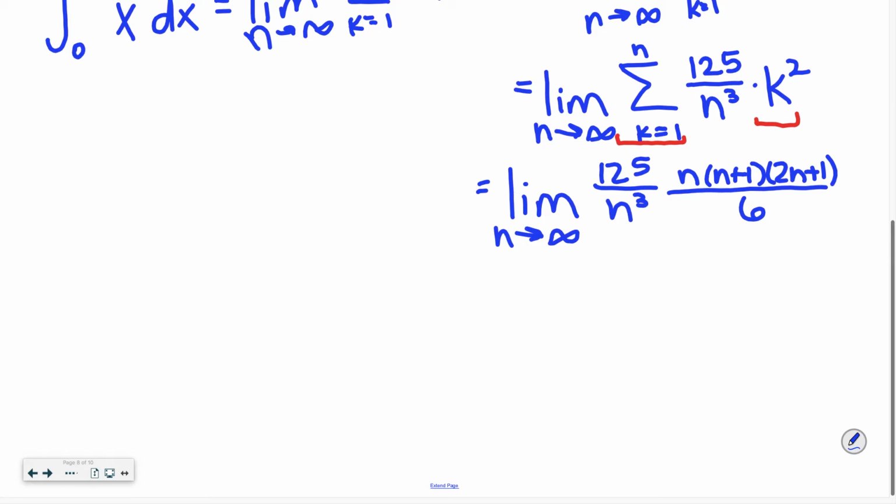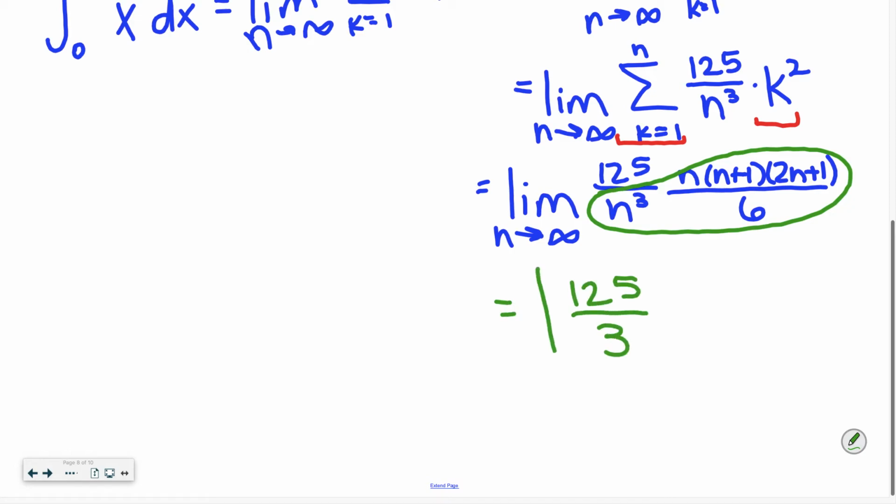Okay, we already know what this limit is. We already know that this limit right here is what? 1/3. So what we have is 125 times 1/3. And ladies and gentlemen, that is our exact area for the interval from 0 to 5 of our curve x squared. Any questions or clarifications before we do a second problem?